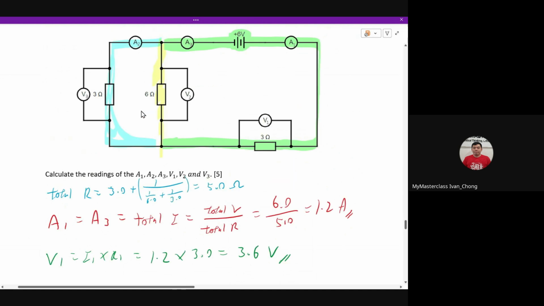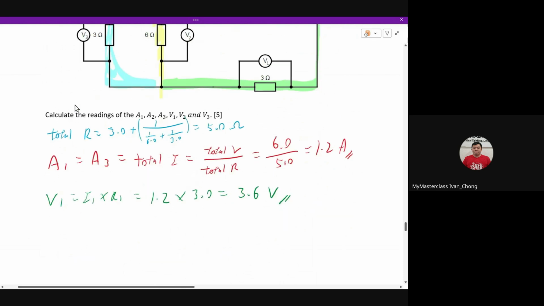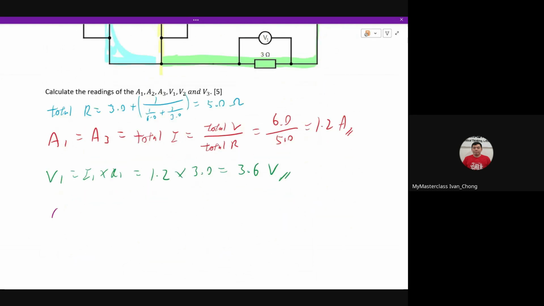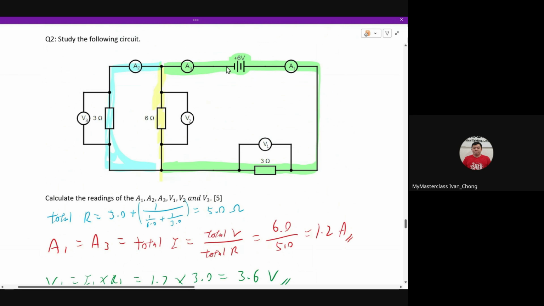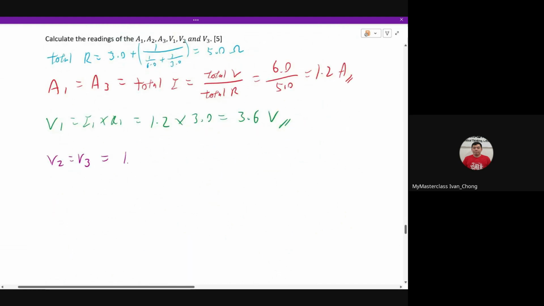Okay. Now V2 and V3, these two guys are parallel to each other, which means V2 and V3 are actually the same. So if you think about it, total V is 6. V1 plus the parallel will give me 6. So I'll just need to take total V minus V1, which is 6 minus 3.6, 2.4 volts. I have solved for V2 and V3.